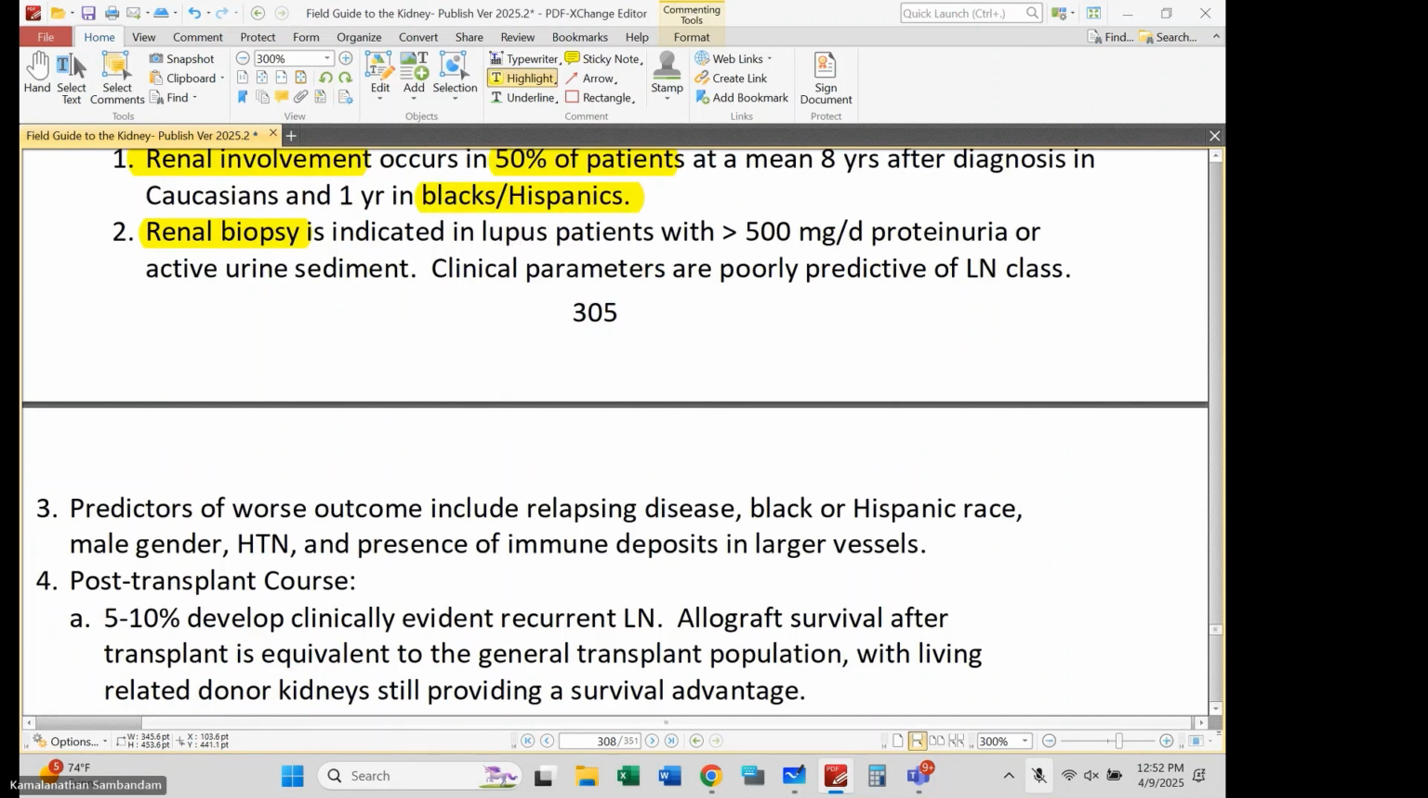Okay. And renal biopsy is indicated in these cases of renal involvement. The decision of when to do a renal biopsy is individualized.